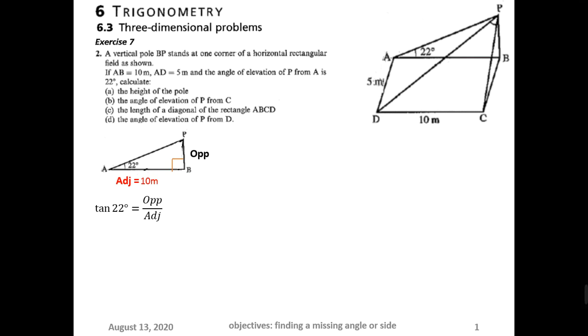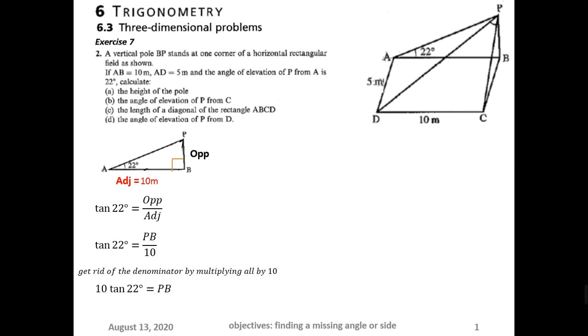Let's substitute in the equation. Tan 22 degrees is equal to PB over 10. Get rid of the denominator by multiplying all by 10. My denominator is 10. We get rid of it by multiplying the whole equation by 10. So we're going to end up with 10 tan 22 degrees, and this is the value of PB.